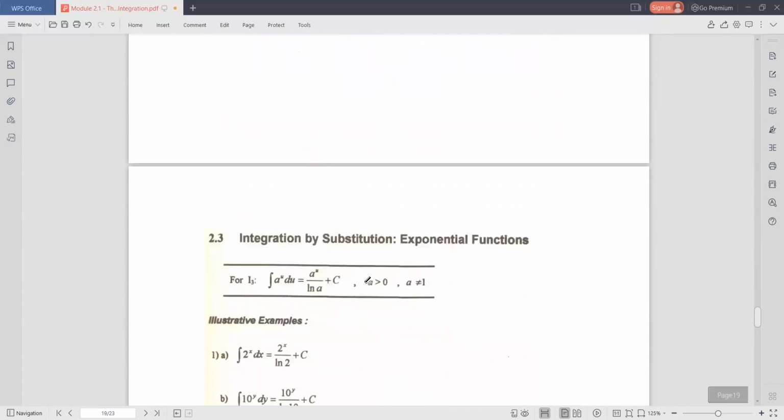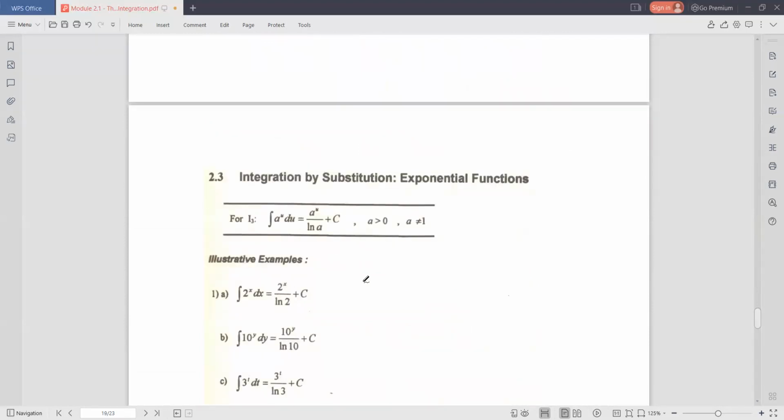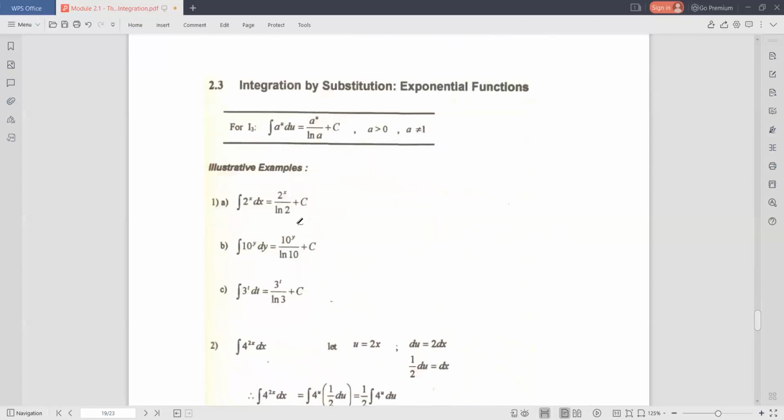Okay, so now let's go to our, I think this is our last topic for today, for this afternoon. So integration by substitution with the use of exponential functions. Okay, so note that our a here should be greater than 0 and not equal to 1. Okay, so a should be greater than 0 and not equal to 1 in order for us to use this formula.